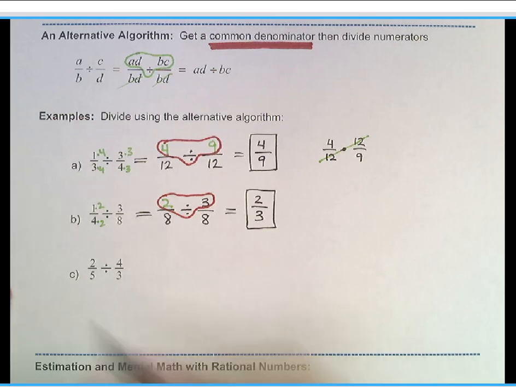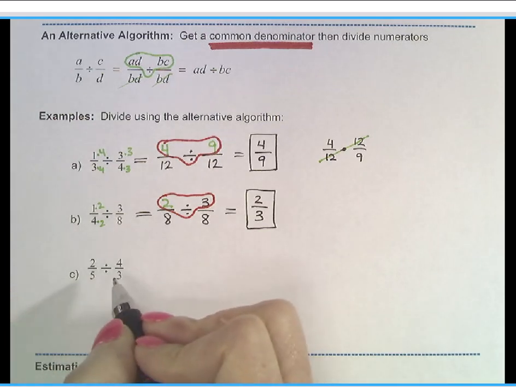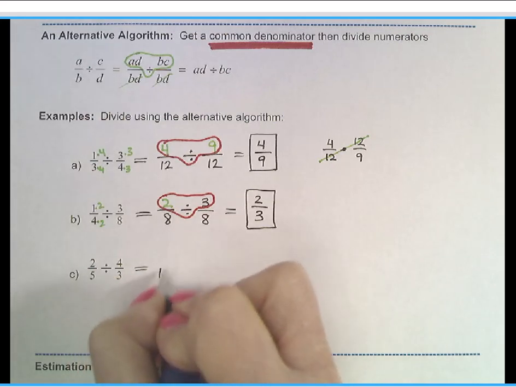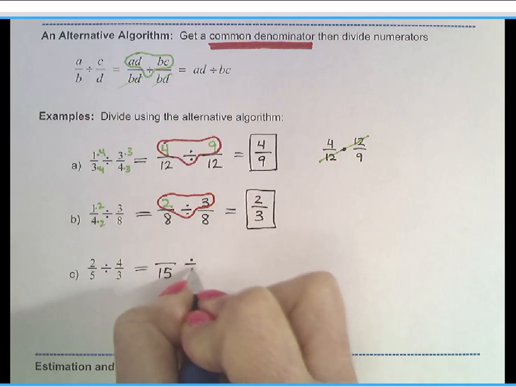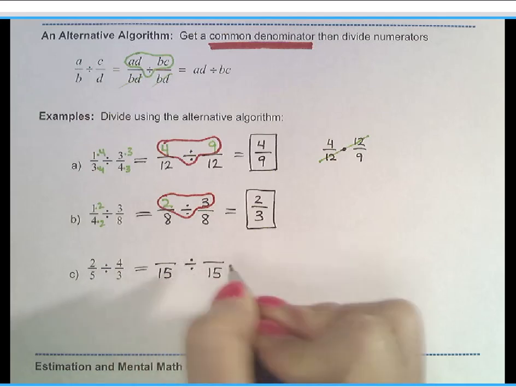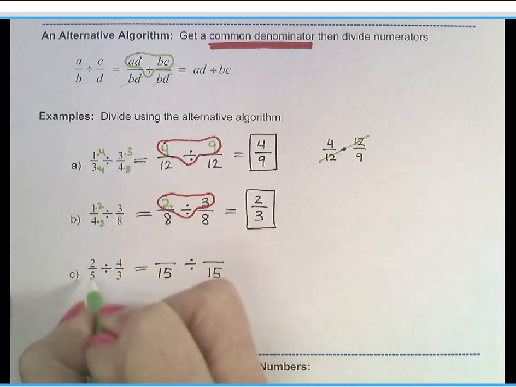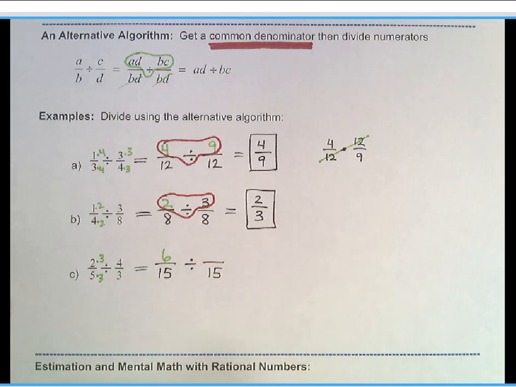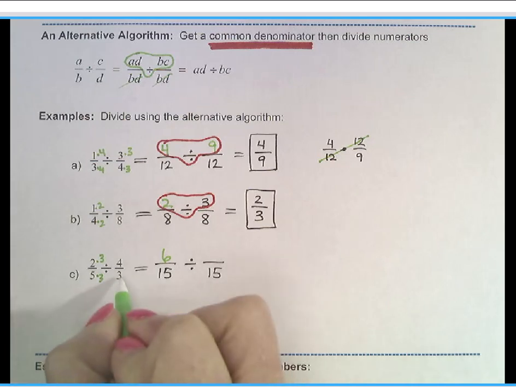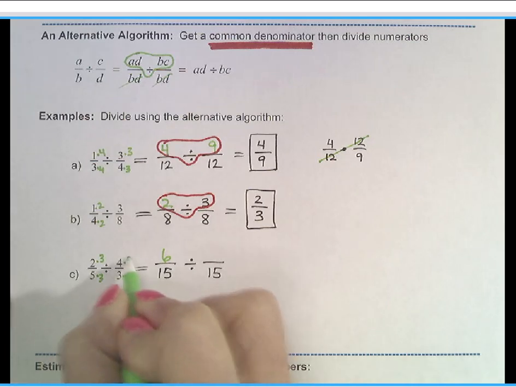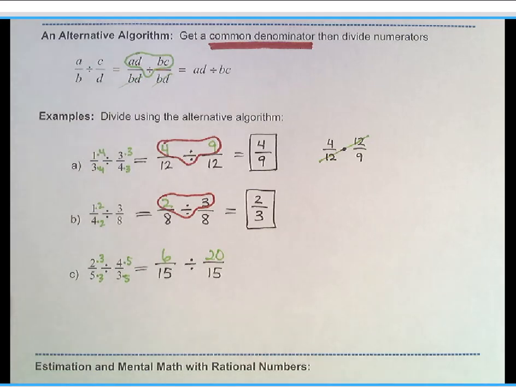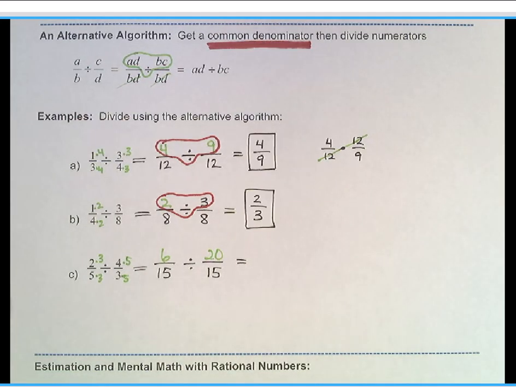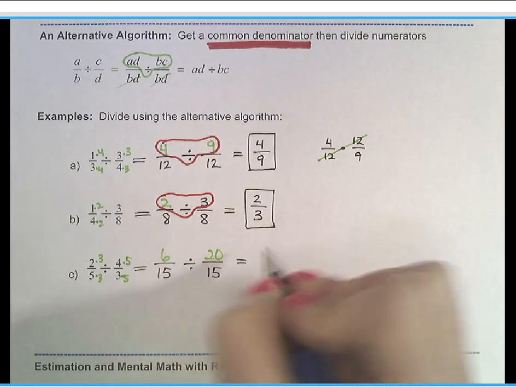One more. 2/5 divided by 4/3. All right, 15. Let's use 15 as our common denominator. So I would need to multiply 5 times 3. So I'd have to also multiply 2 times 3. Multiply 3 times 5 means I also have to multiply 4 times 5. And can you see it? 6/15 divided by 20/15. The 6 divided by 20.